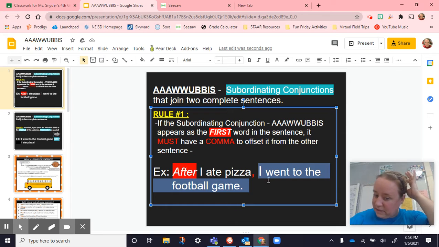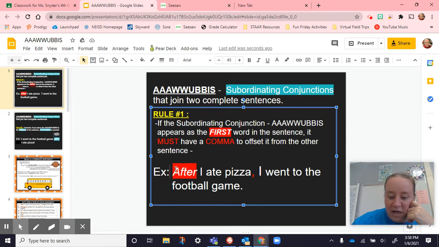I went to the football game. That's a complete sentence because it has the subject and the verb, and it's a complete thought. And this part right here, after I ate pizza, if I just came up to you and said, after I ate pizza, you'd be like, yeah, what? So you set it off with that comma and then you complete your thought there.